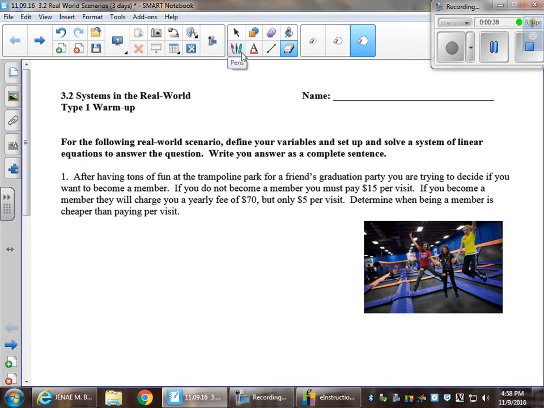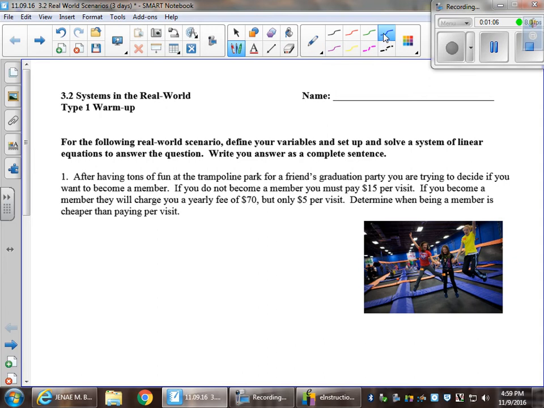This document was passed out in class today. It says, after having tons of fun at the trampoline park for a friend's graduation party, you are trying to decide if you want to become a member. If you do not become a member, you must pay $15 per visit. If you become a member, they will charge you a yearly fee of $70, but only $5 per visit. Determine when being a member is cheaper than paying per visit.